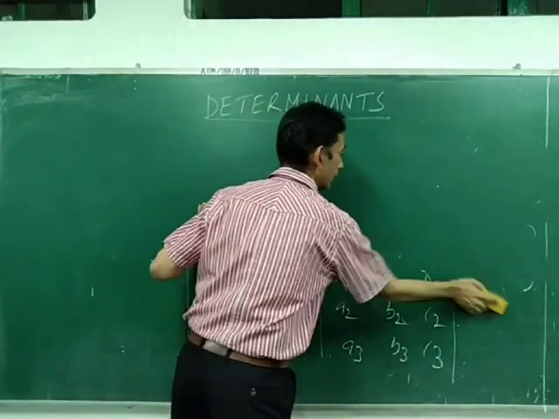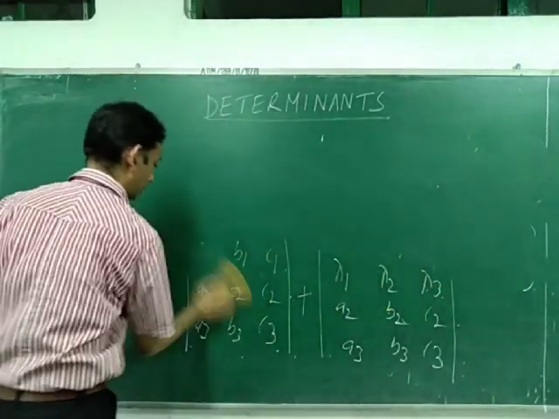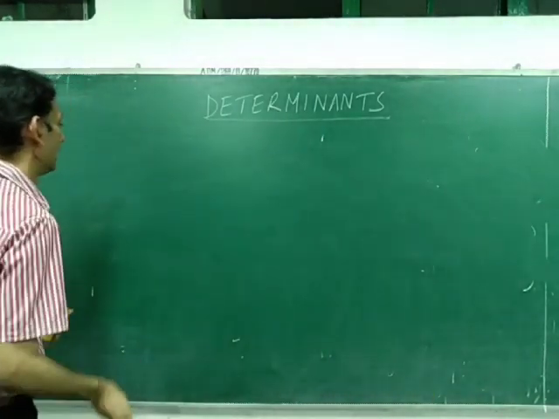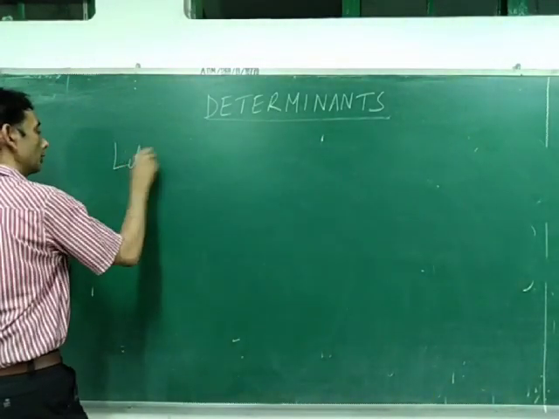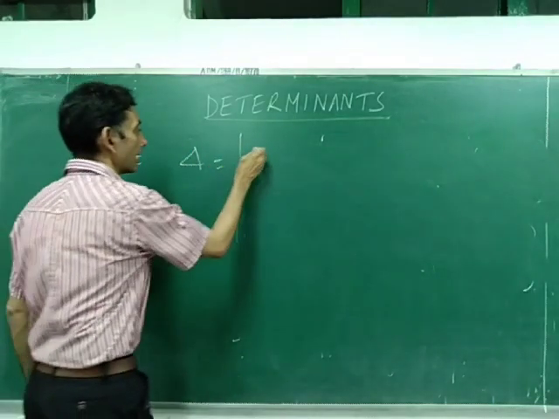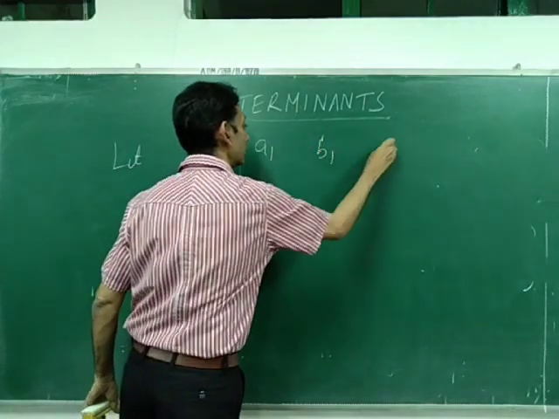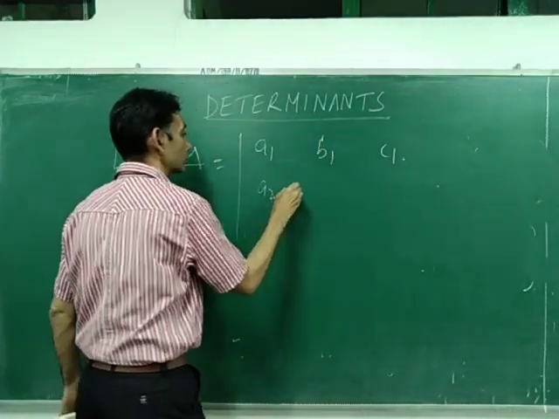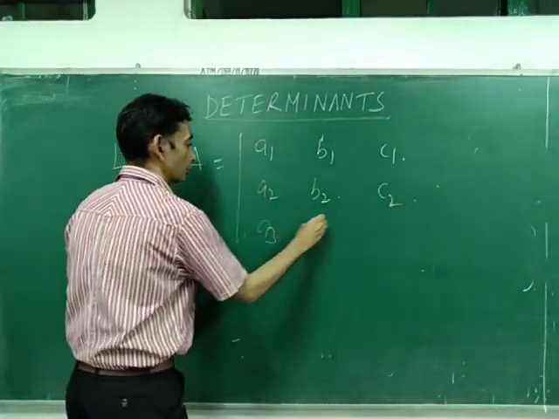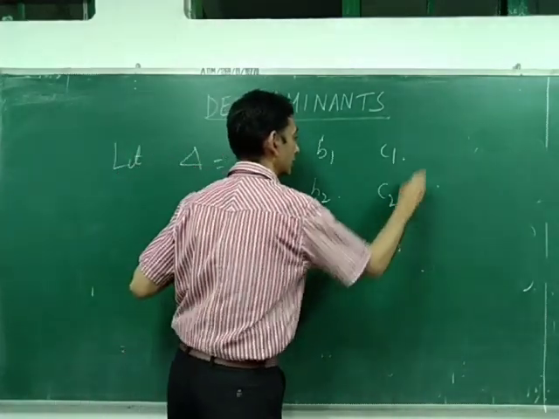Let us take one determinant. We'll take the determinant as, let delta be equal to A1, B1, C1, A2, B2, C2, A3, B3, C3.